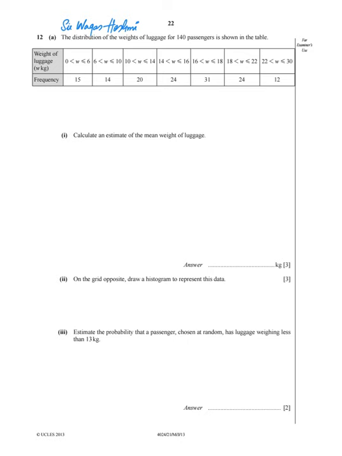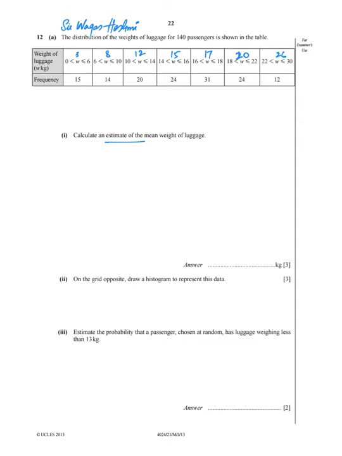Question number 12 is from the topic statistics, and in the first part it says calculate an estimate of the mean. For the estimated mean, the first step is to find the midpoints. So the midpoint of 0 and 6 is 3. The midpoint of 6 and 10 is 8. It's 12. It's 15. It's 17. It's 20, and the last one is 26, right?